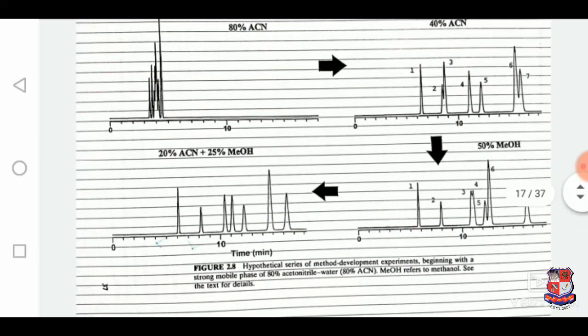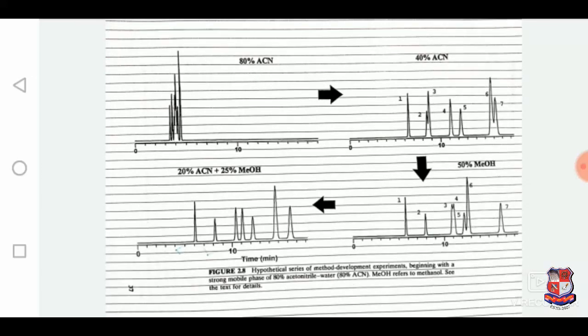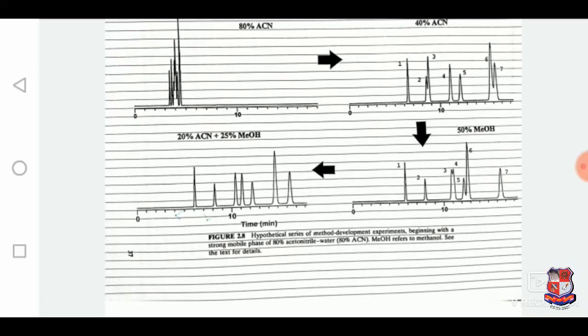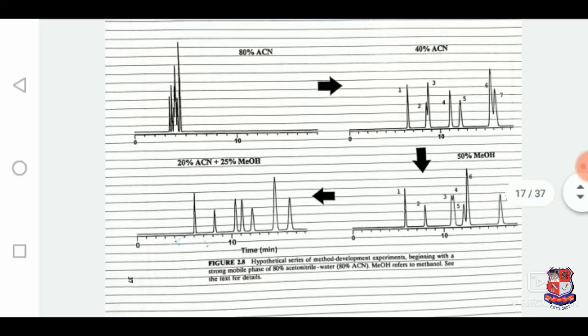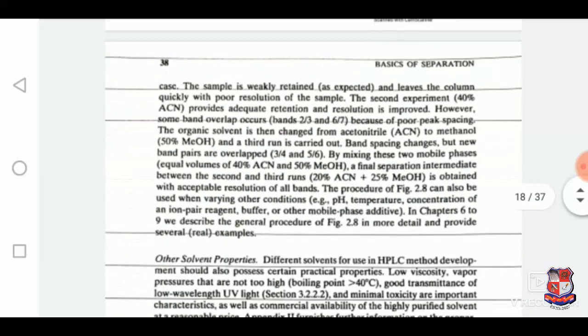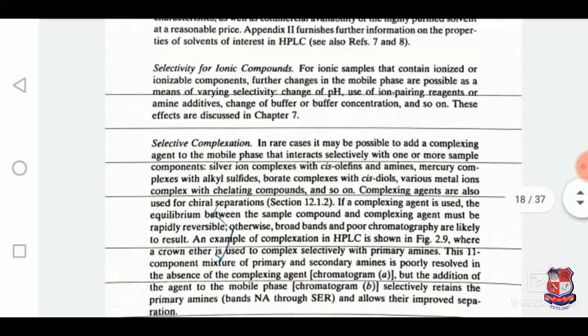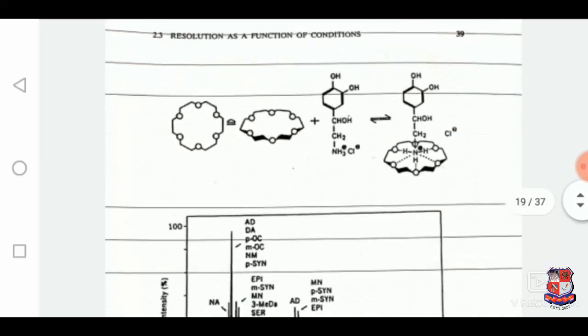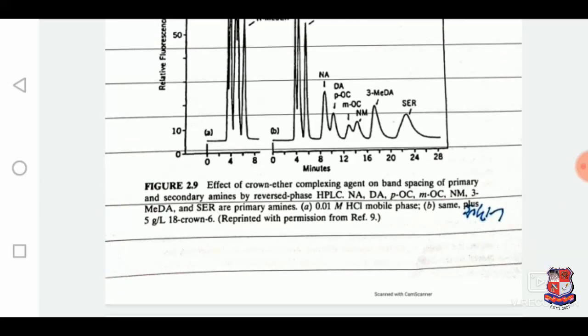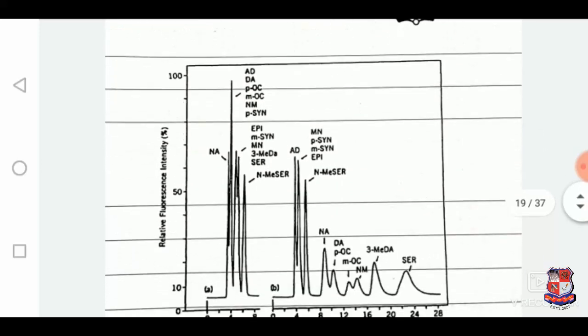This chromatogram illustrates a hypothetical series of method development experiments, beginning with a strong mobile phase of 80% acetone-water mixture. Methanol refers to methanol-water. This figure shows different organic solvent compositions. Now this figure shows the effect of crown ether complexing agent on band spacing of primary and secondary amines by reverse phase HPLC, and this is the illustration.